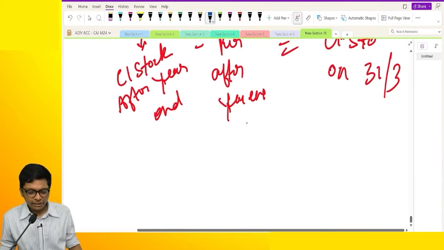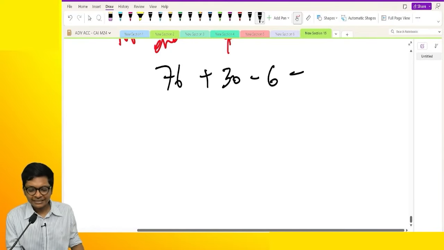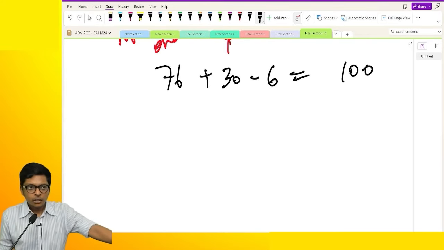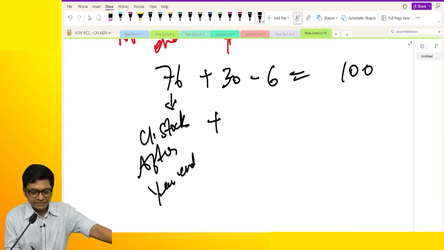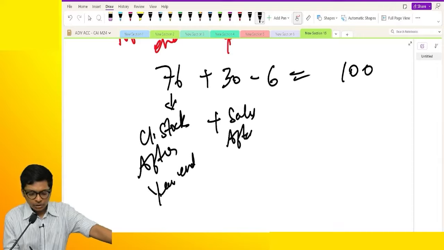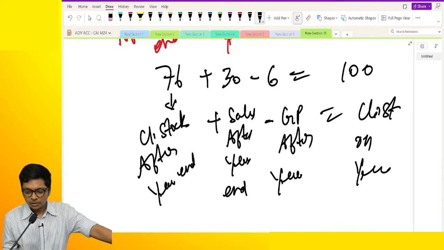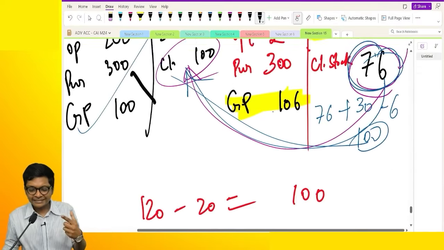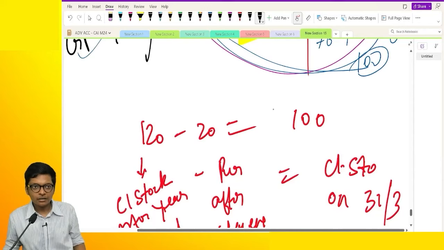Can I replace the equation now? 76 plus 30 minus 6 is 100. What is 76? Closing stock after, plus sales after, minus GP after, you will get the closing stock on 31st March. This is only sales. This is only purchase. Correct?